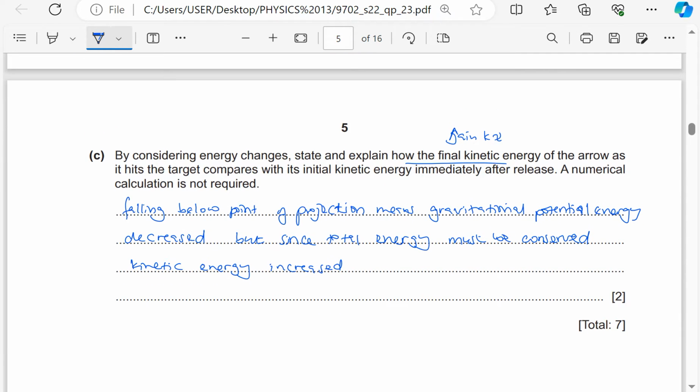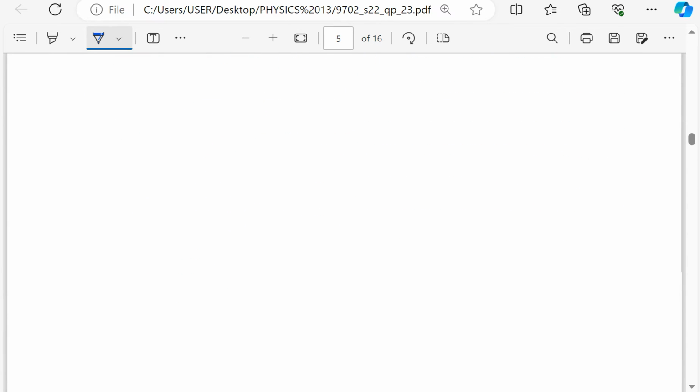So that means the final kinetic energy is greater than the initial kinetic energy. So final kinetic energy is greater than the initial kinetic energy. As simple as that.